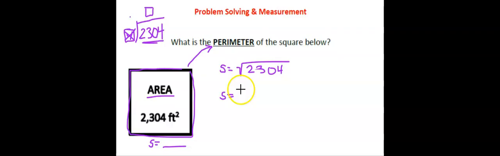You should have gotten 48. Okay, so we know that the side length is 48, and we know this is a square. That means we have 48 on all 4 sides of our square. To find the perimeter, I just need to add those 48 up. But we're not going to use addition because that'd be crazy. It's the same number 4 times.